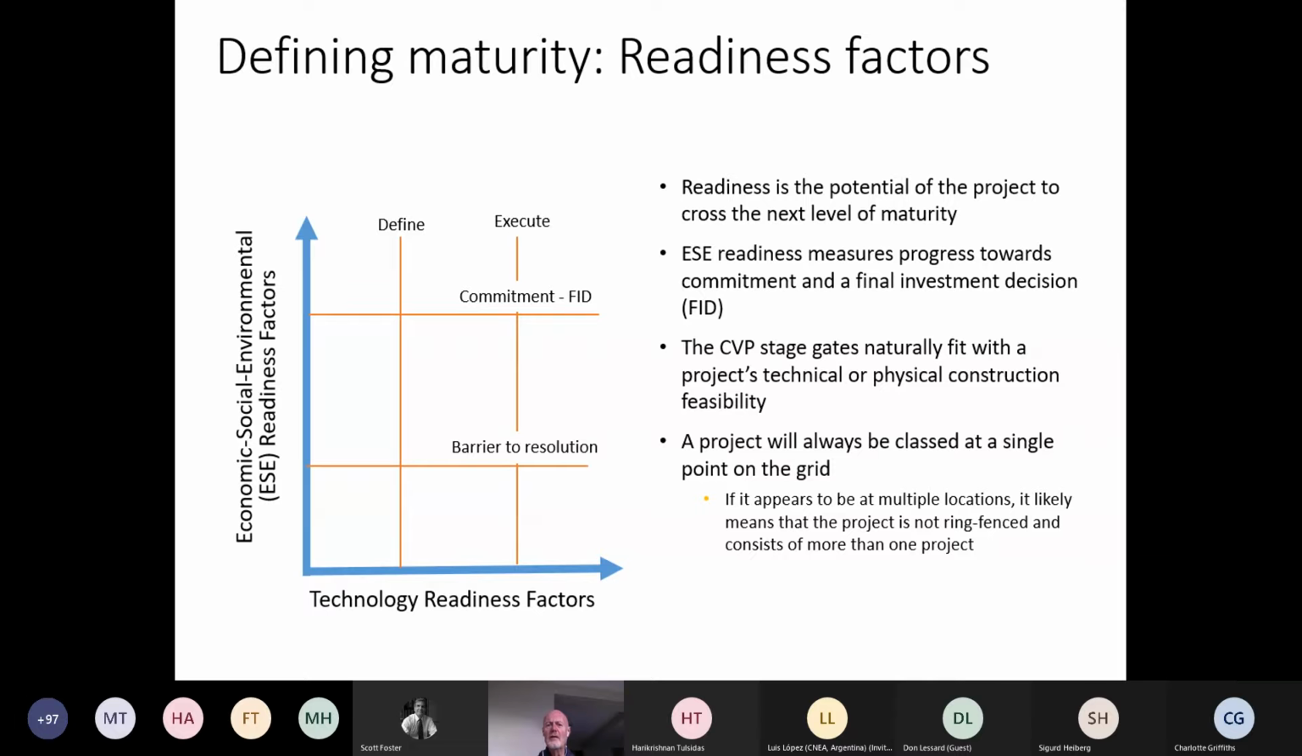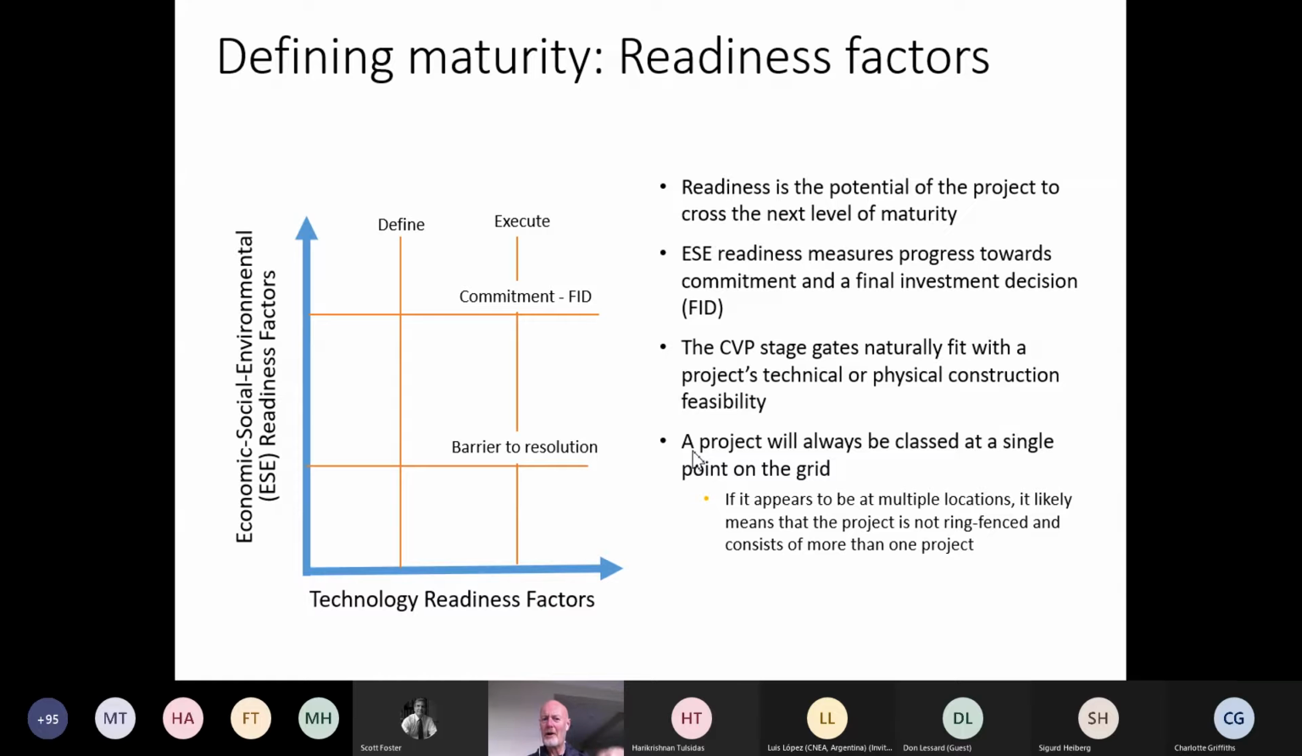Now, readiness you can think of as the potential of a project to advance, to cross to that next level of maturity. And if we look at the two axes, I've simplified this down. You could make many different criteria for how you want to break up your axes, but I've just done it very simply here for our discussion today, to say that there's a couple of simple barriers that we need to back off. So the highest level of economic and social readiness would be that I've made a commitment to do this. I've made a final investment decision that I'm going to take this project forward.